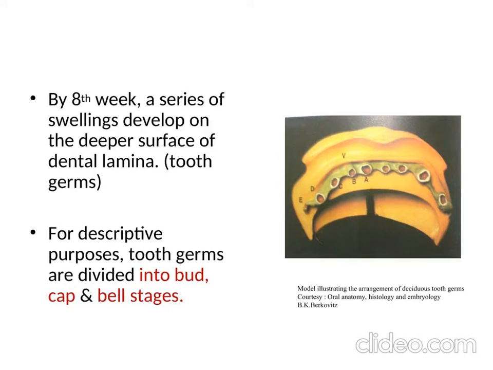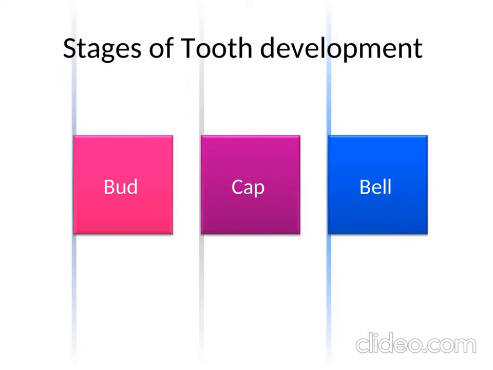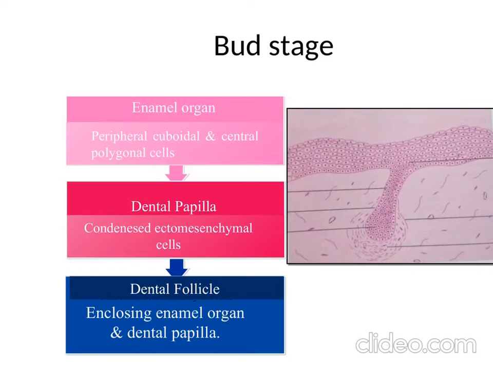Around the 8th week of intrauterine life, 10 swellings develop in the corresponding deciduous tooth, and these swellings are called tooth germs. They are divided into bud, cap, and bell stage based on the morphological appearance for easy understanding. In reality, all this happens continuously, seamlessly. There is no stop between the bud and the cap stage. It happens in a continuous manner. Just for understanding, they have been typed into bud stage, cap stage, and bell stage.